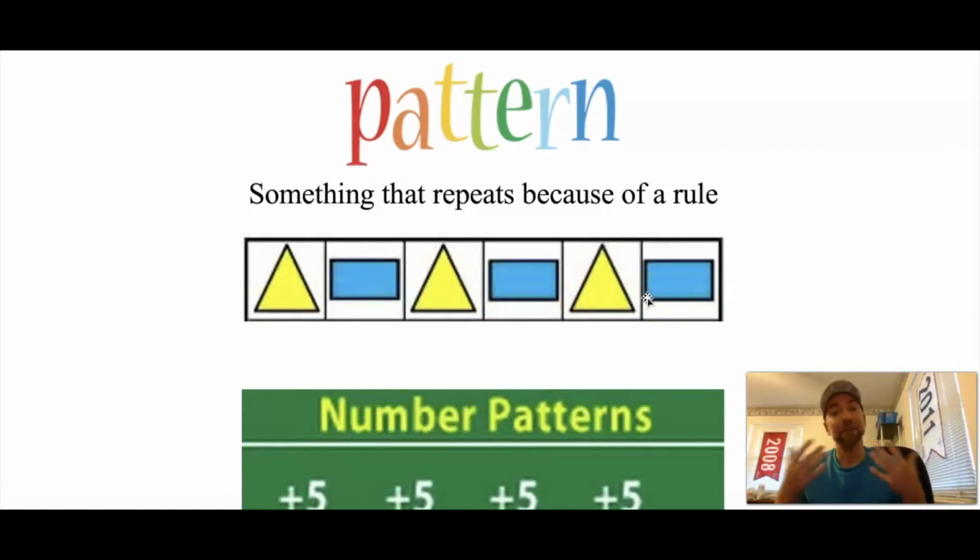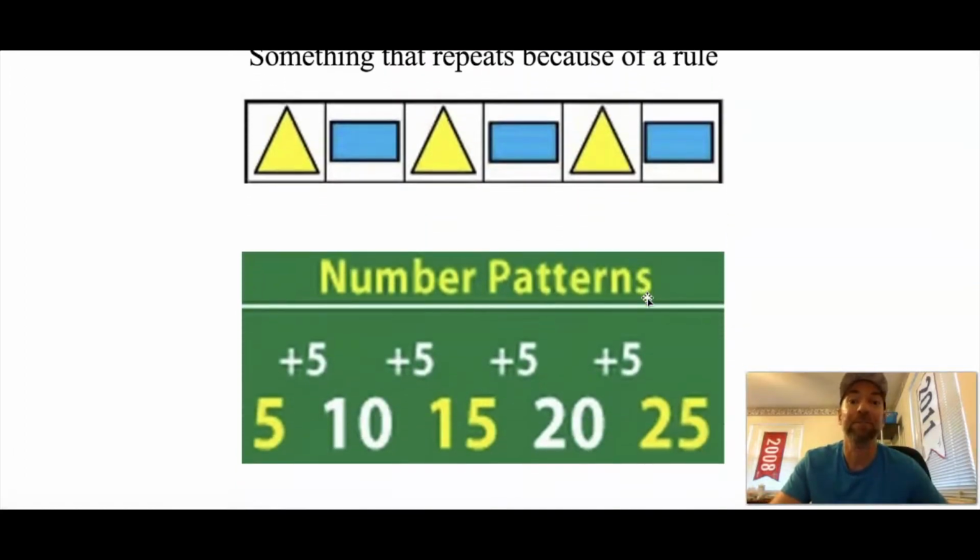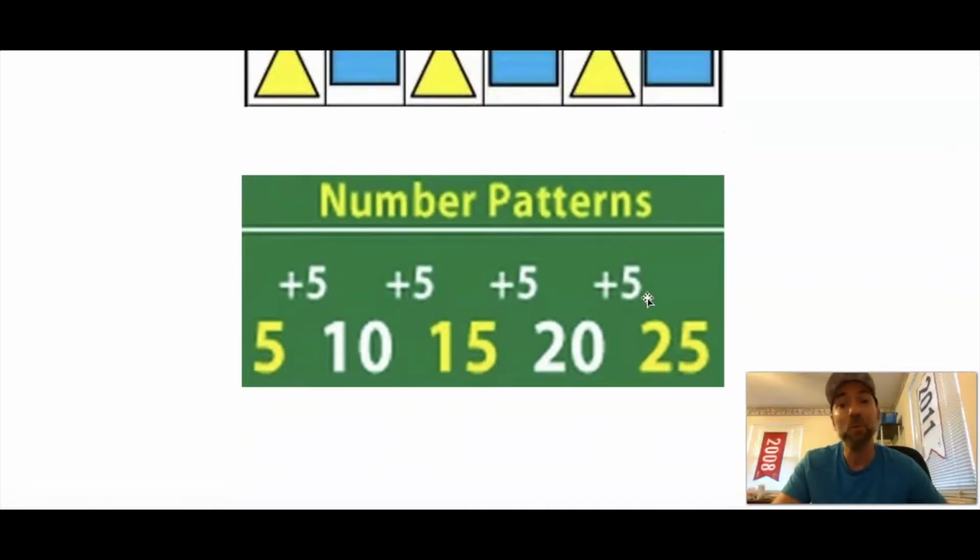So we can have shape patterns, color patterns, but we can also have number patterns. And when we skip count, we are creating number patterns. Look at this one. 5, 10, 15, 20, 25, on and on and on. It's following a rule. Every time we're adding 5 more because we're skip counting by 5s. So another type of pattern is a number pattern.